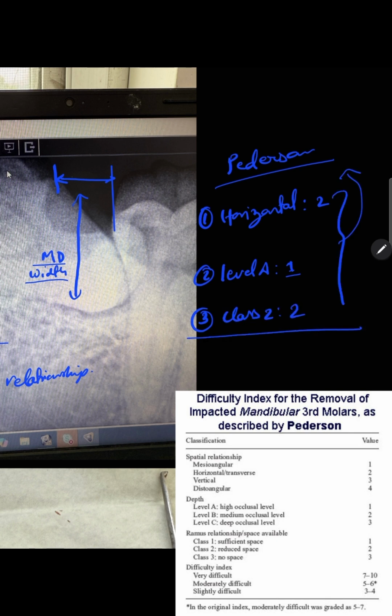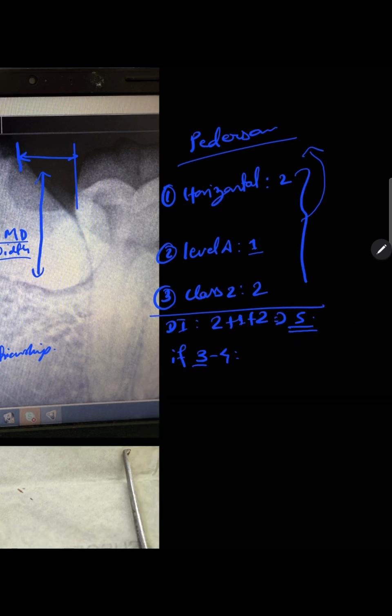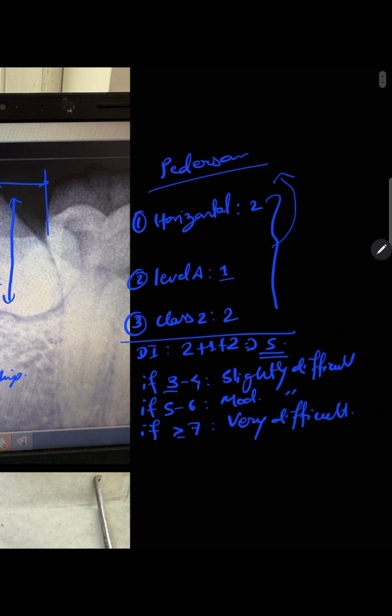So based on the 3 factors, the difficulty index is calculated. The total value will be 5. If the total difficulty index is between 3 to 4, it is considered slightly difficult, if the value is between 5 to 6, it is considered moderately difficult, and if the value is greater than or equal to 7, it is considered very difficult. So the case falls under moderate difficulty for the disimpaction.